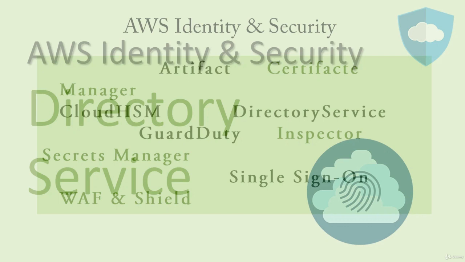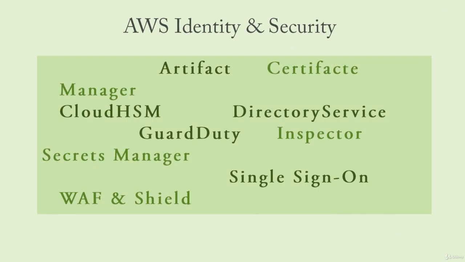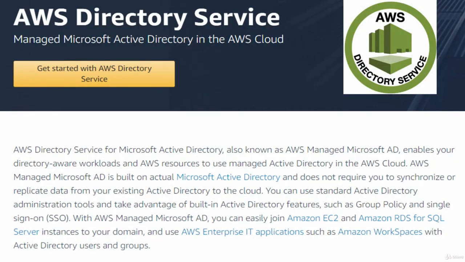So let's start. It is among the different services on the cloud for security and different tools. With Directory Service, you can manage Microsoft Active Directory on the AWS Cloud, allowing you to enable directory-aware workloads and AWS resources to use managed Active Directory in the cloud. You have a managed Microsoft Active Directory, which is built on actual Active Directory and does not require you to synchronize or replicate data from your existing Active Directory to the cloud.